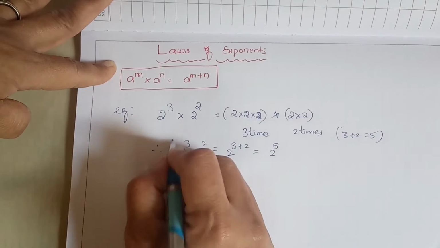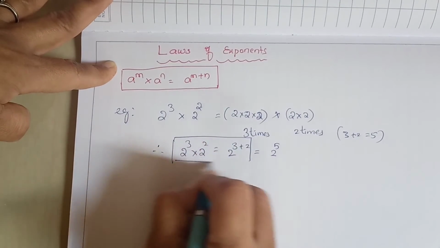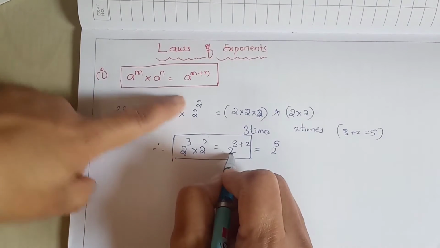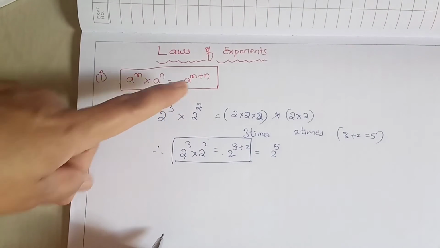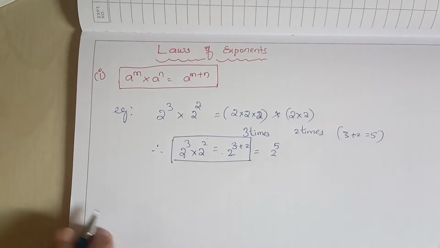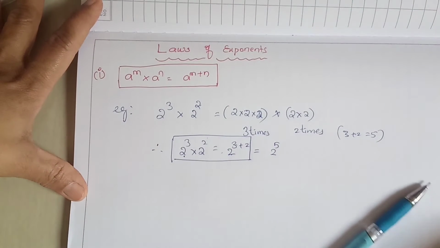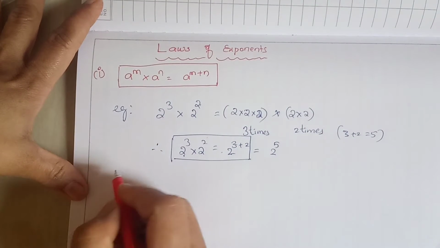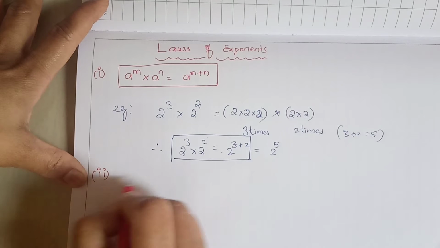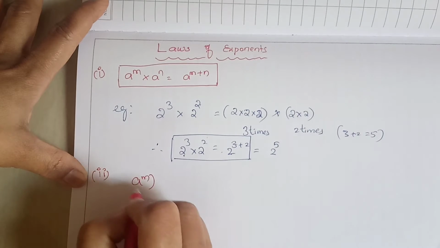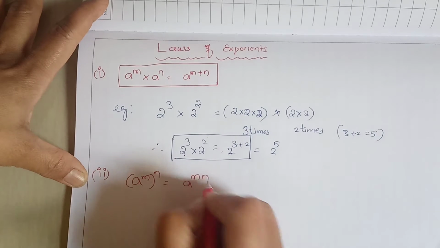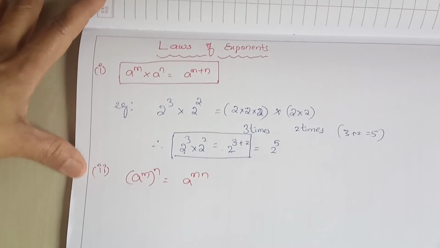So from this we noticed the formula: a to the power m into a to the power n is equal to a to the power m plus n. Next formula, exponent of exponent: a to the power m, whole to the power n, is equal to a to the power mn.